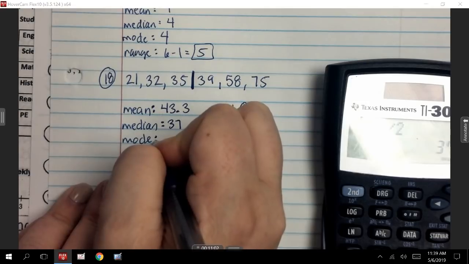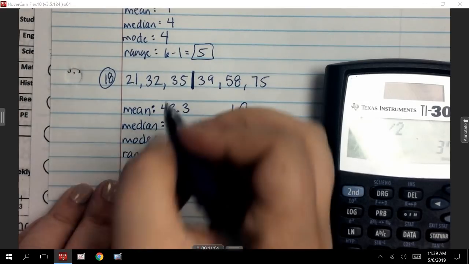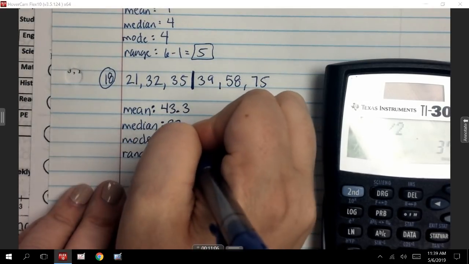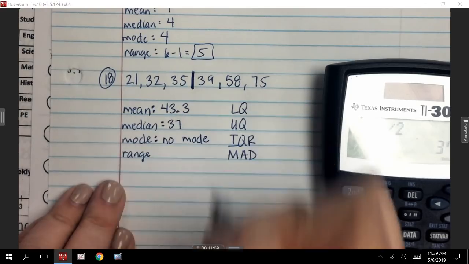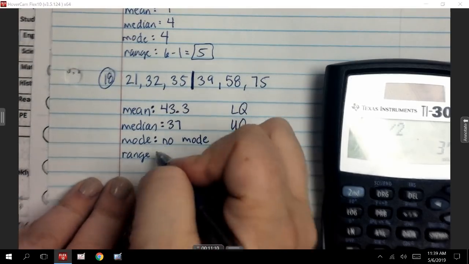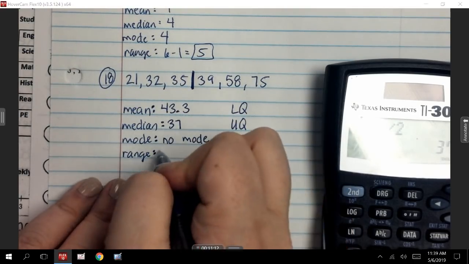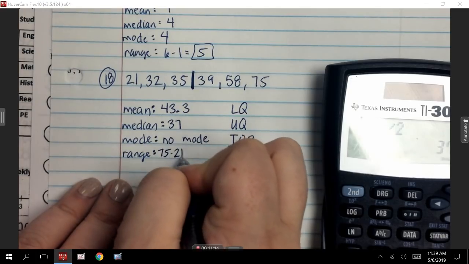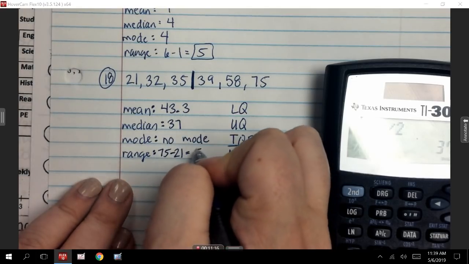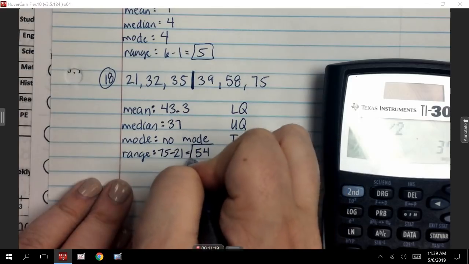The mode. No mode. Is there anything that repeats there? No, so no mode. My range, we're going to do the 75 minus 21. So I get 54.